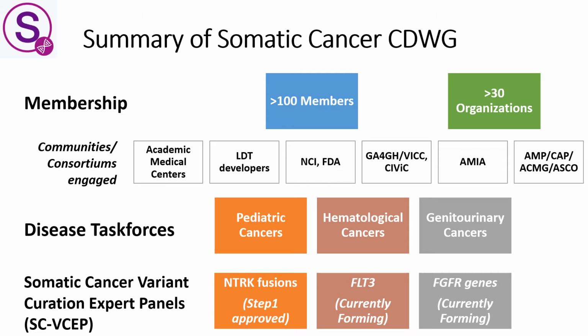The curation activities within the somatic CDWG take place within 3 disease task forces focused on pediatric cancer, hematologic cancers, and genitourinary cancers. The gene curation activities within each of these task forces ultimately results in the formation of somatic cancer variant curation expert panels, which follow a 4-step approval process developed by ClinGen. Currently, the NTRK Fusions expert panel has obtained Step 1 approval from ClinGen.